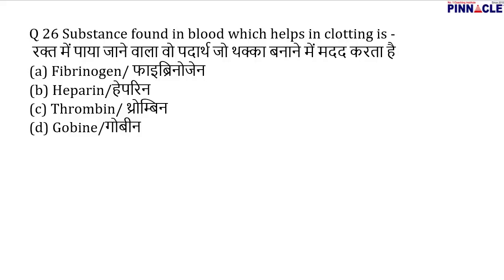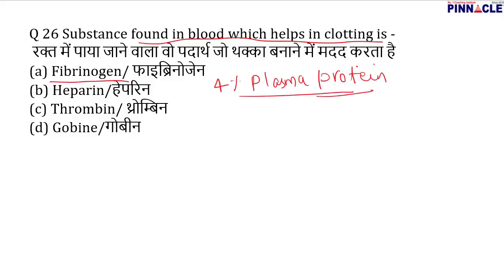Moving to question number 26. Question number 26 is, the substance found in blood which helps in clotting is. We know that blood clotting takes place in blood, and we have been asked what is that particular substance which is responsible for clotting. Then that particular substance is called fibrinogen. It constitutes 4% of plasma protein, and it is an important fact about fibrinogen that it constitutes 4% of plasma protein, and it is a very important clotting factor.